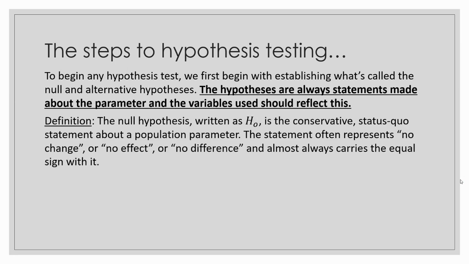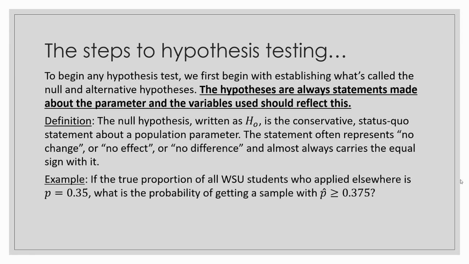Now we have something called the null hypothesis, and you see the notation there written as H0 or H naught. The null hypothesis is known as the conservative or status quo statement that we make about a parameter. So the statement is often the no change, no effect, or no difference statement, and it always carries the equal sign with it. And so if we return to our example about the true proportion of Wayne State students who applied elsewhere, and we think that it's 0.35, and then we've got this sample statistic that it's reporting, the null hypothesis here would be very simply p is equal to 0.35.